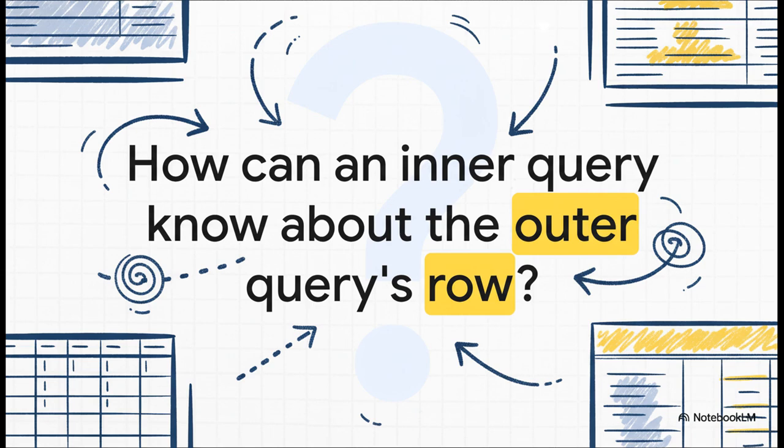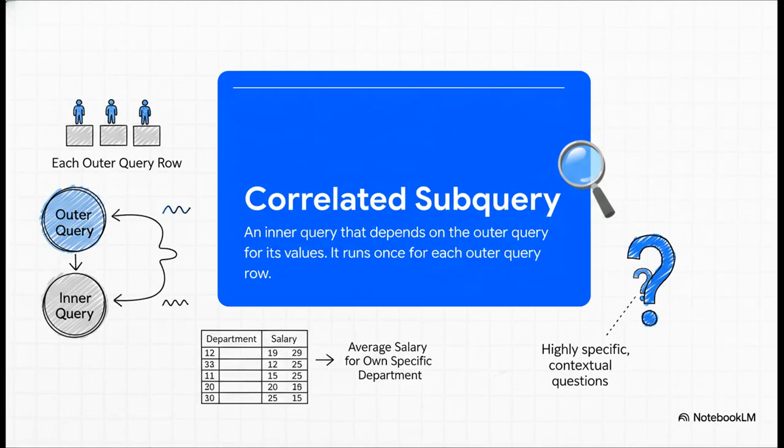Now this leads us to one of the most powerful and sometimes kind of mind-bending concepts in all of advanced SQL. What if the inner query needed some context from the outer query just to be able to run? And this is the answer, a correlated subquery. It creates the special link between the inner and outer queries. So the inner query doesn't just run once, it runs over and over and over again, once for each and every row being processed by the outer query. This is how you answer those highly specific contextual questions, like finding all the employees who earn more than the average salary for their own specific department.